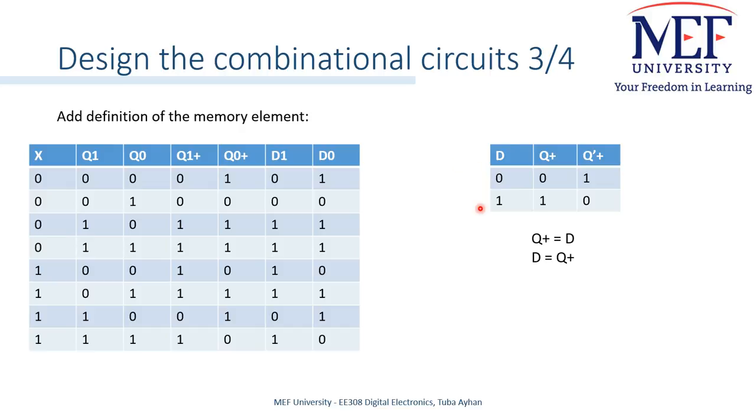I have chosen D-type flip-flop with this truth table. For a D-type flip-flop, next state will be equal to D, or we can write it as this: D is equal to next state. We need this inverse function because we need to write D1 and D0. For a D-type flip-flop, we can copy Q1 plus to D1 and Q0 plus to D0.